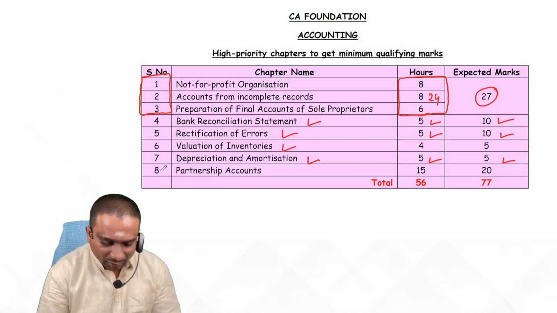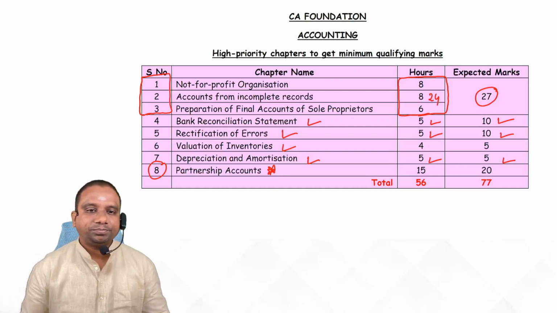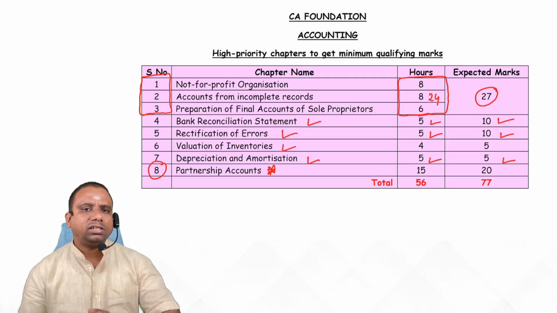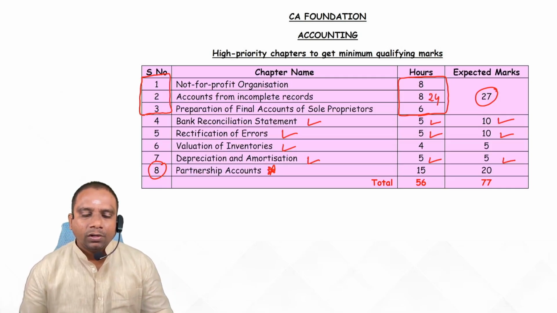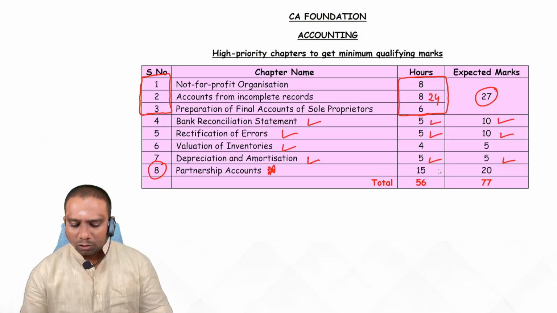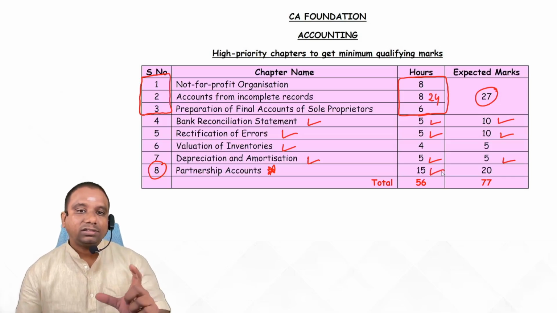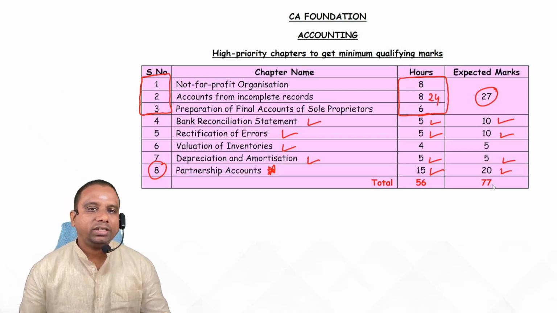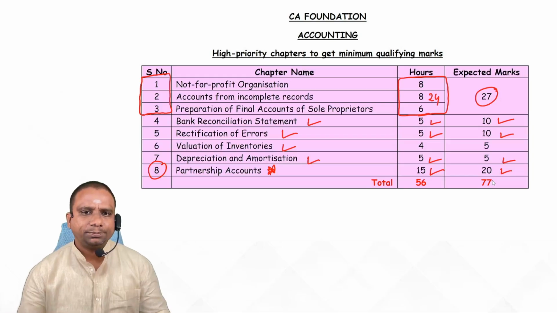And next and most important chapter is partnership accounts. Here you get an option between partnership accounts and company accounts, students. Both require a minimum of 15 hours of study. You can score from partnership a minimum of 20 or 20 to 22 marks. Okay.